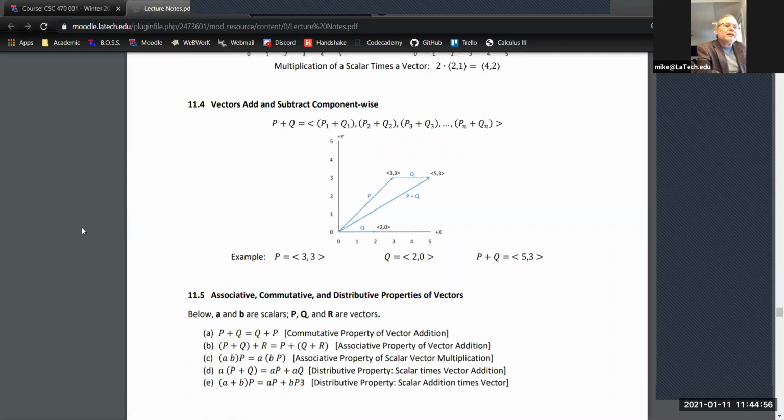But let's give a concrete example here, okay? So p is the vector 3, 3. In other words, from 0, 0 to 3, 3 defines the line segment P, which is just another word for the vector P, right? So 3, 3 defines the vector P. 2, 0 defines the vector Q. And you can see I have it drawn on the X line segment right there at the bottom.